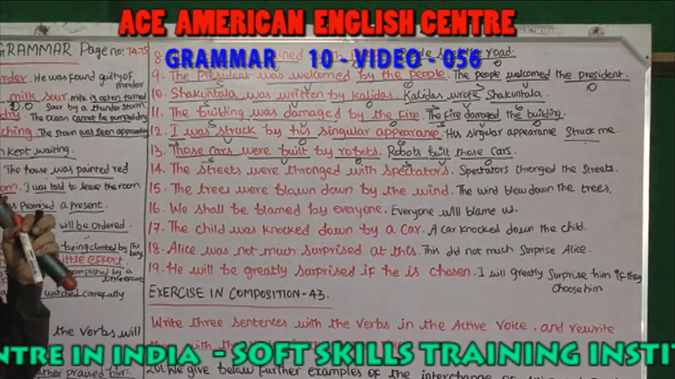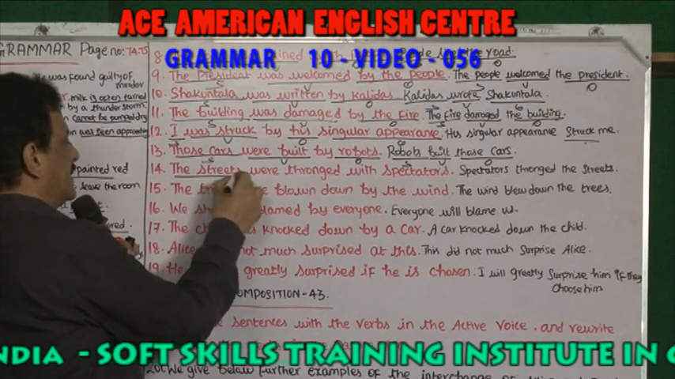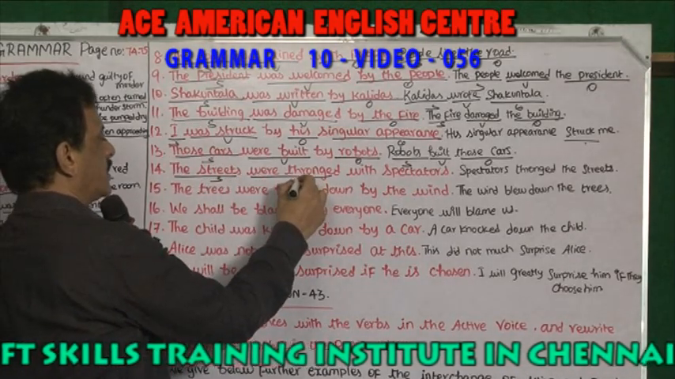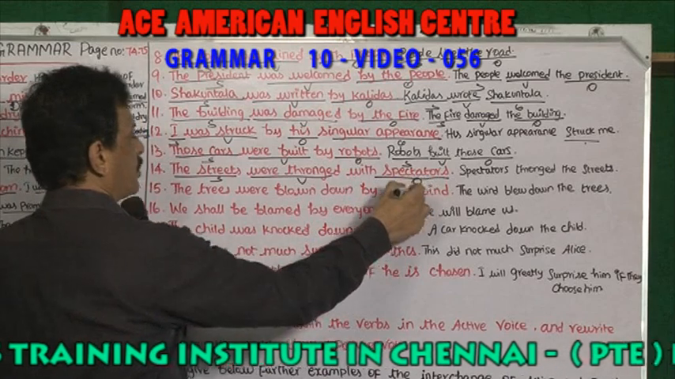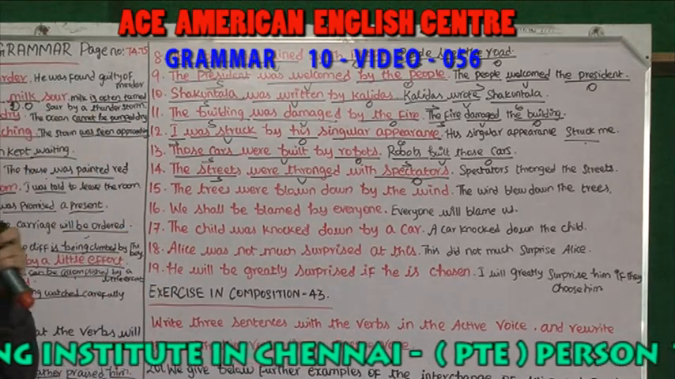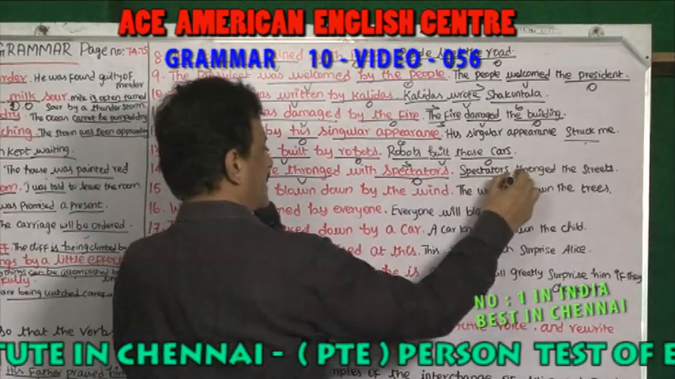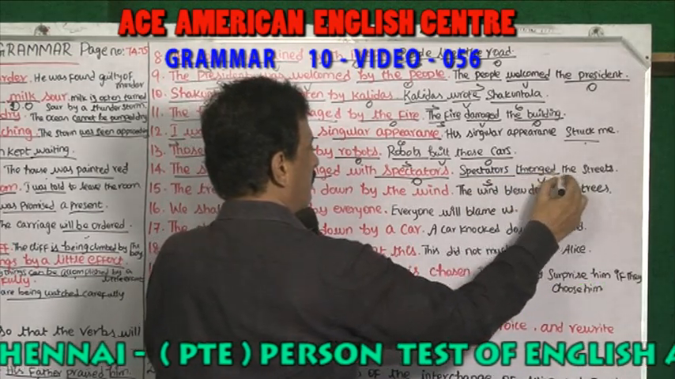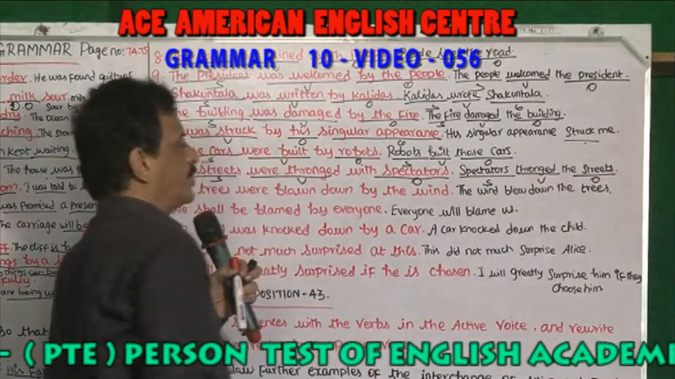The streets were thronged with spectators. The streets is the subject. Were thronged is the verb. Spectators becomes the object in passive voice. In active voice, spectators comes as a subject. Throng becomes the verb. The streets becomes the object here.